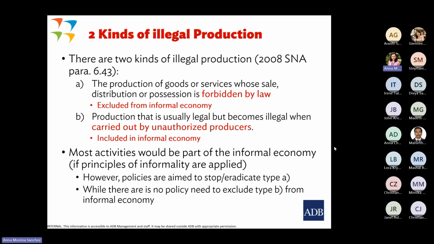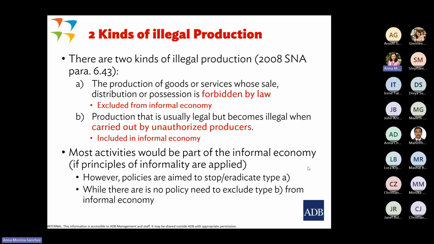Okay. Because from a policy perspective, it could be argued that there is an incentive to transform production that is usually legal but becomes illegal when carried out by unauthorized producers, similar to transforming the informal production activities into formal production arrangements. So on the other hand, for letter B, there is no need to exclude such activities because in the event that such activities become legal, it would still matter for us to assign them between the formal and informal economy. But for this letter A, this would be excluded in the informal economy.